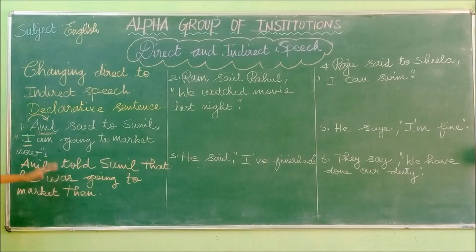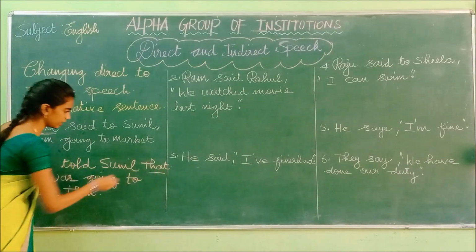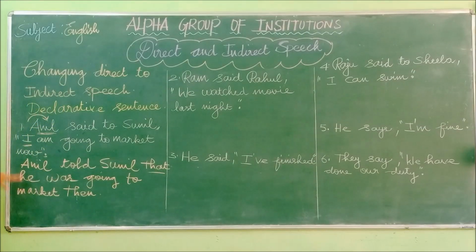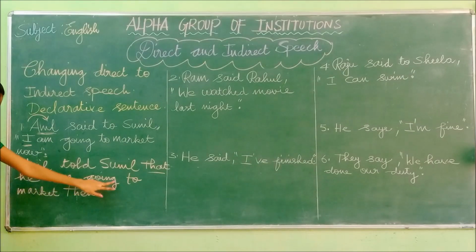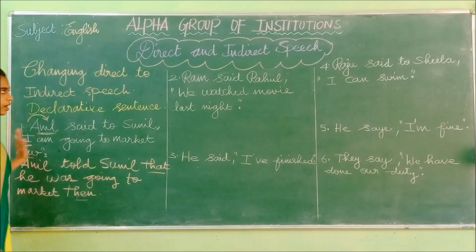So this is how we change direct speech into indirect speech. Anil said to Sunil, I am going to market now. Anil told. The said to is changed into told. Sunil, then the conjunction that. That he. This I is changed into he and this am is changed into was. That he was going to market then. This now is changed to then. Have you understood this? Shall we move on to the next one?